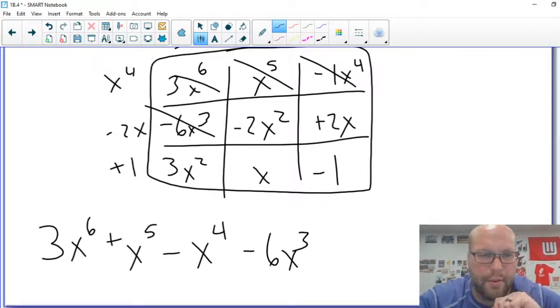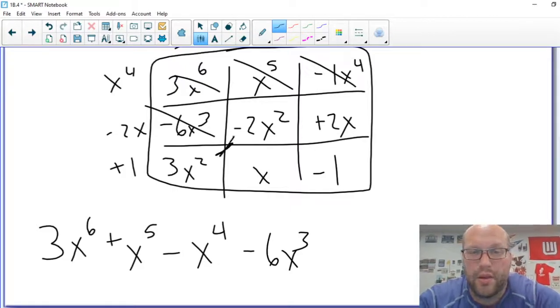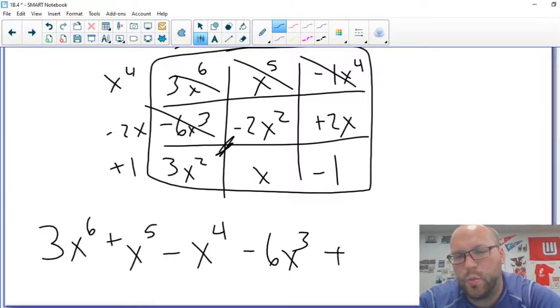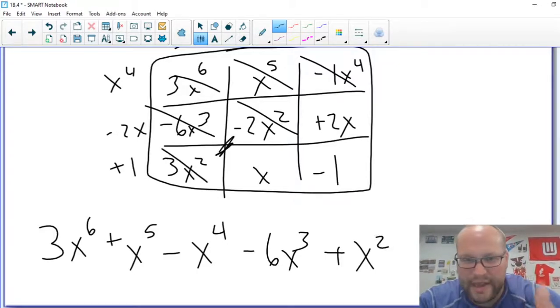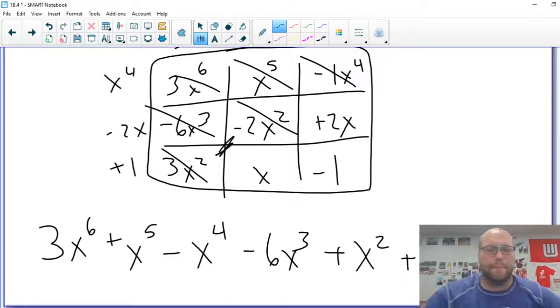so there's that one. There's 2x squared terms, 3x squared plus -2x squared is 1x squared. There are 2x terms, so 2x plus 1x is 3x, and then -1. So there's our big idea behind multiplying polynomials, and that's a big concept for our class.